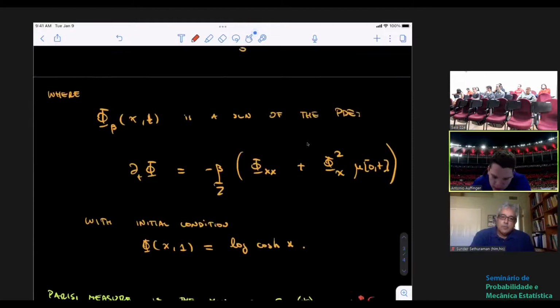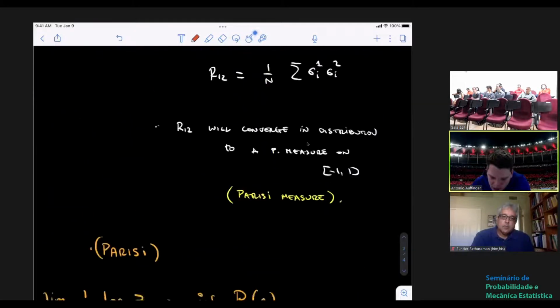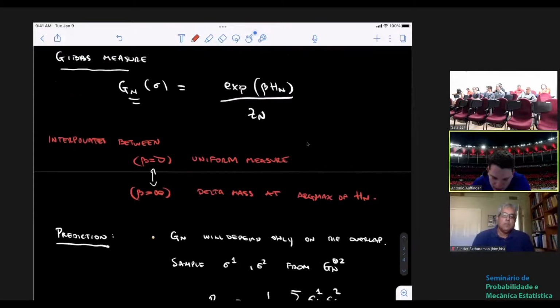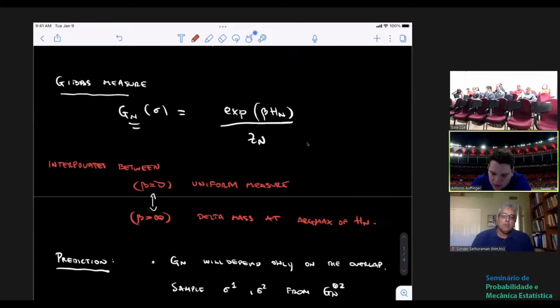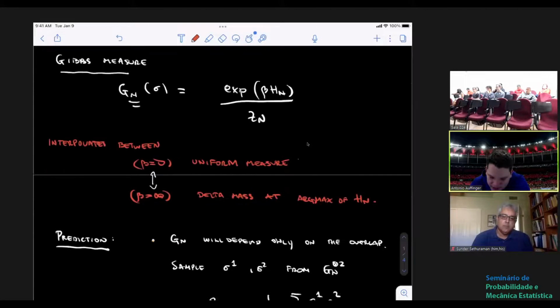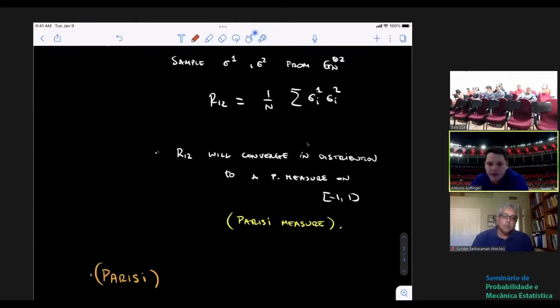Okay, you forget about this variational problem here. You can just go back to intuition, right? So at beta equals 0, this measure is just the uniform measure. If you believe what I'm telling you, the Parisi measure is the measure that actually describes the following procedure.